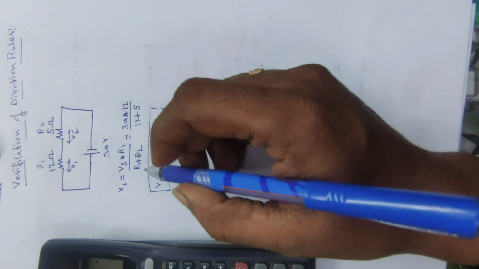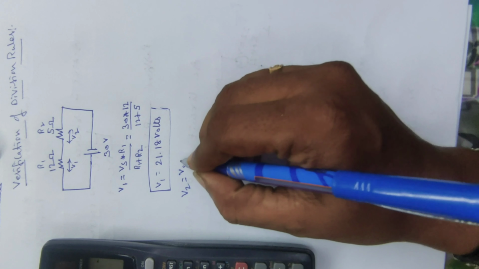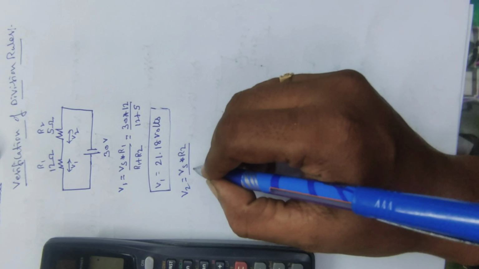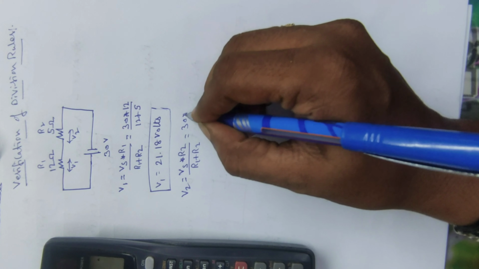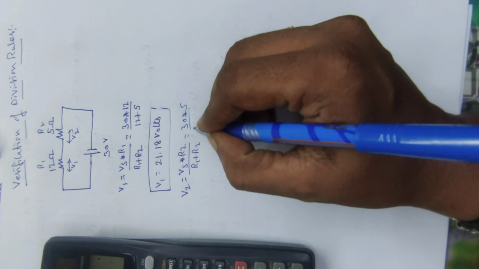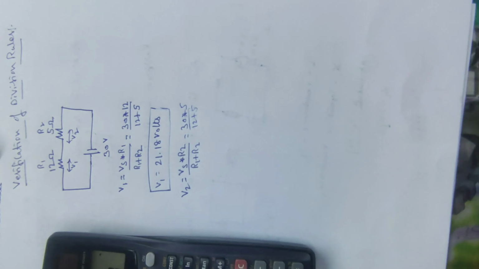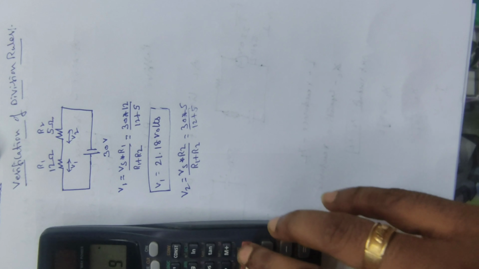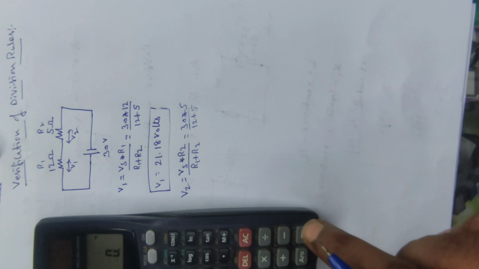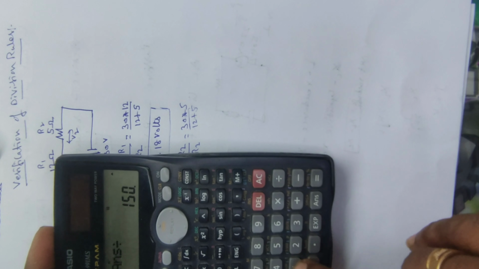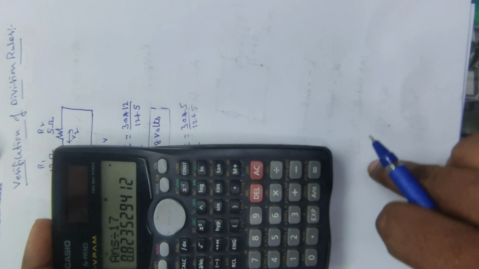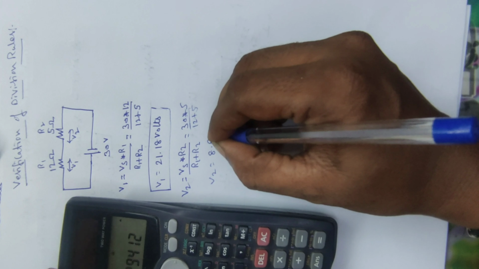For V2, the formula is Vs times R2 divided by R1 plus R2. Vs is 30, R2 is 5, and R1 plus R2 is 12 plus 5. Again 30 times 5 divided by 17 will give V2 as 8.82 volts.